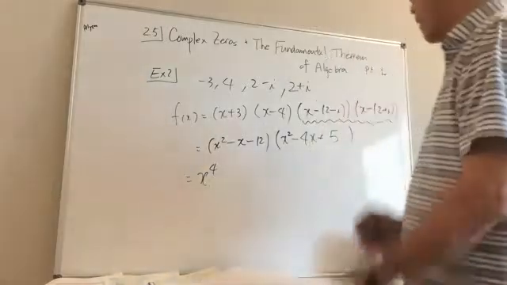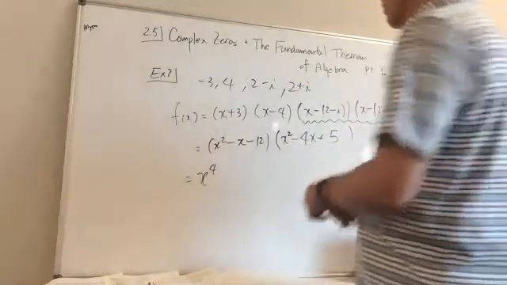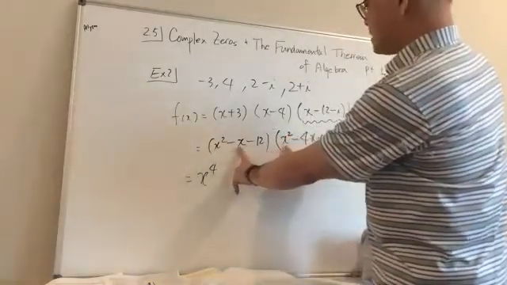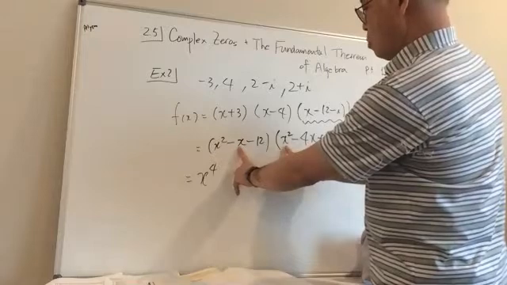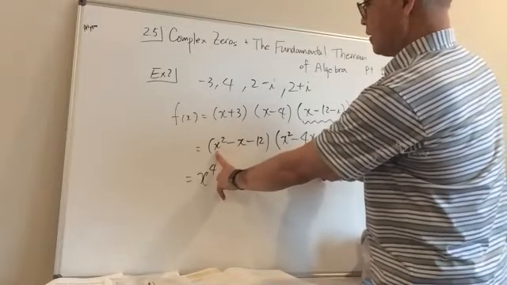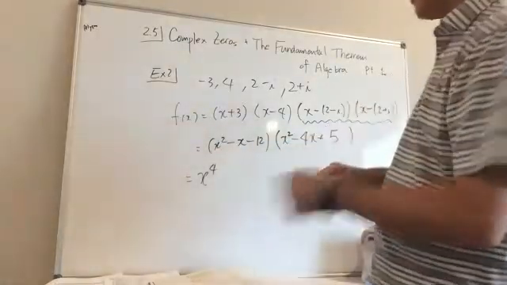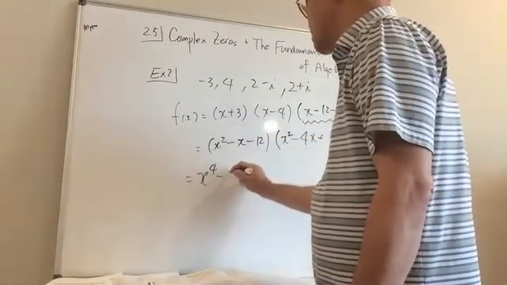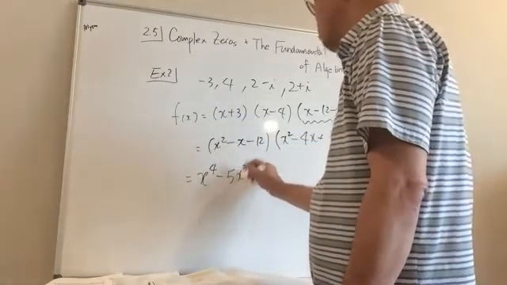x to the 3rd. How many different ways are there to get x to the 3rd? This guy times this guy, which would be minus 1. This guy times this guy, which would be minus 4. Add them together, I get minus 5. I get minus 5x cubed.